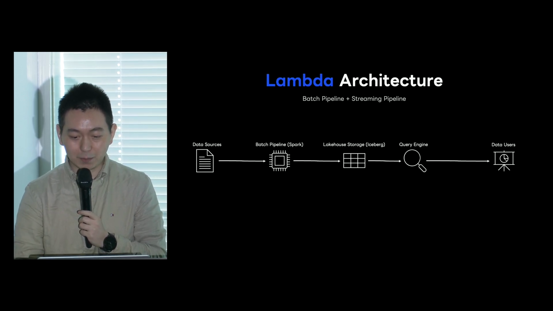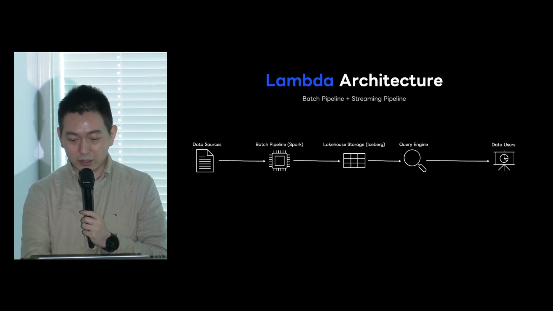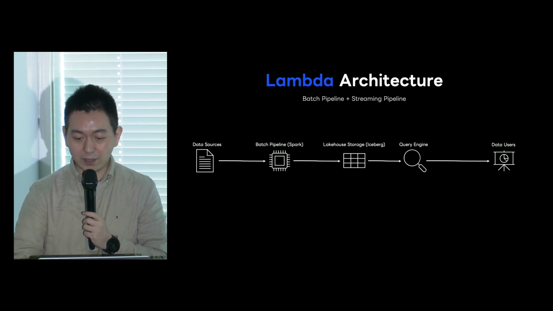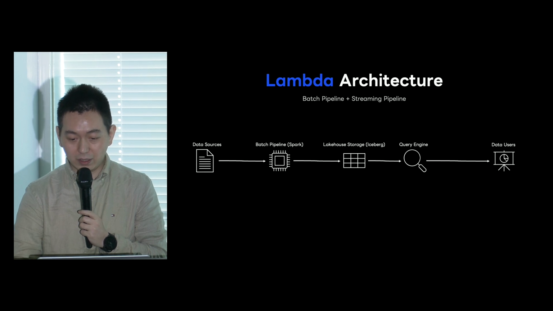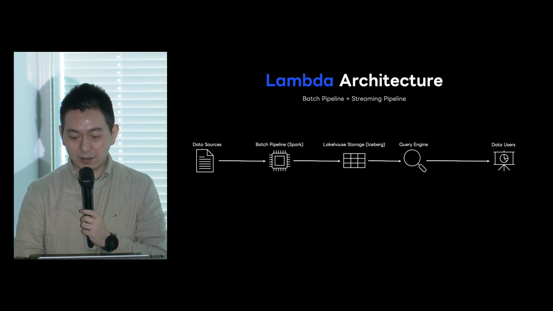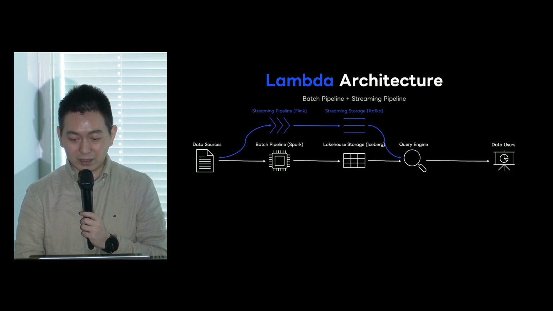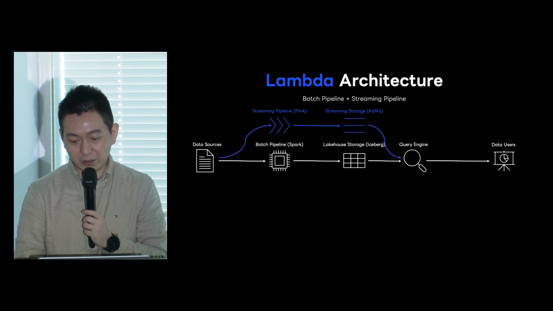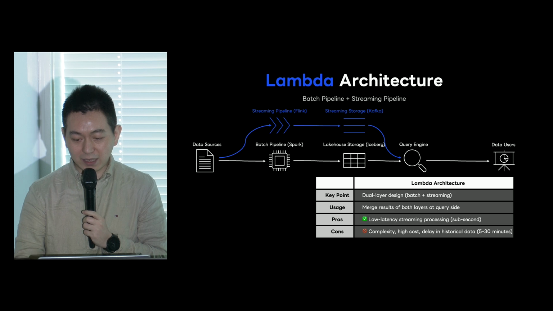Here is a simplified batch pipeline. We can use Spark to ingest the data from data sources and save it to Lakehouse storage like Iceberg. Then data users can access the data through query engine. Then we just create a separate streaming pipeline with Flink to ingest the latest data and save it to streaming storage like Kafka in real time. So the key point of Lambda architecture is the dual layer design for batch and streaming pipelines. This design enables streaming processing with sub-second latency.